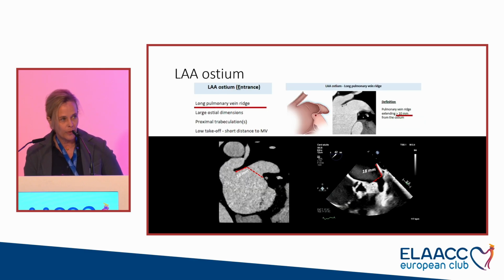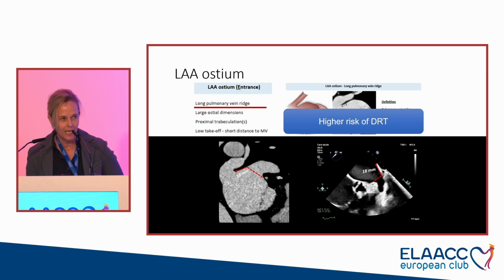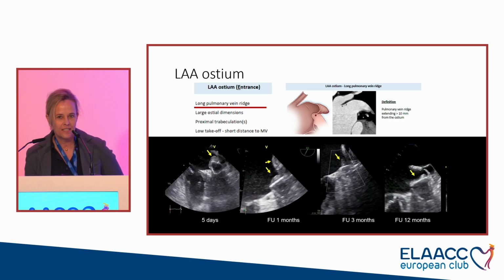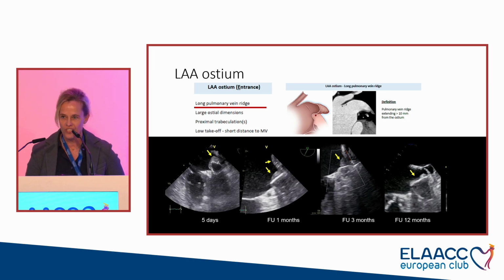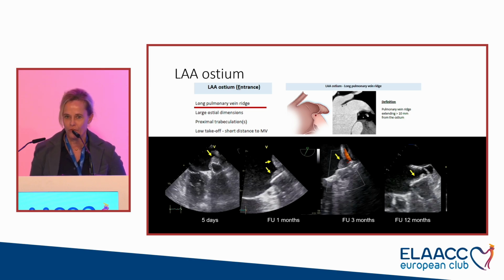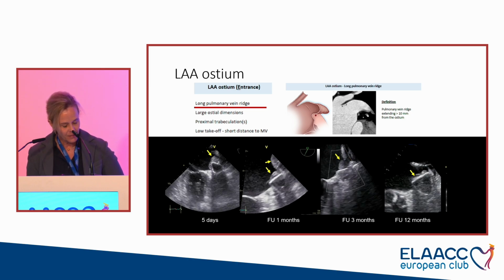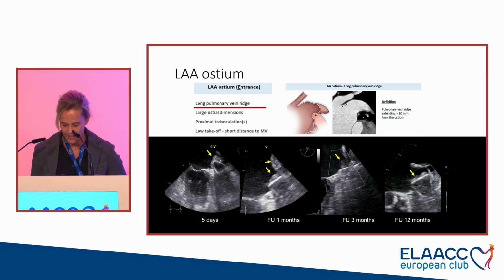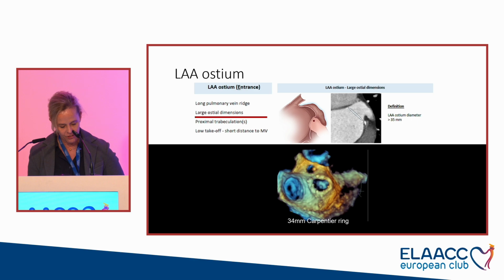The long pulmonary vein ridge is something which is very easily accessible with TE, and I will bring you a couple of cases. This is a little bit unbalanced because you only see Watchman cases here, but this was for a study. I could show you the same images for AMOLED devices as well. Here are a couple of images where we have this issue with a long pulmonary ridge and a thrombus formation in the patient.